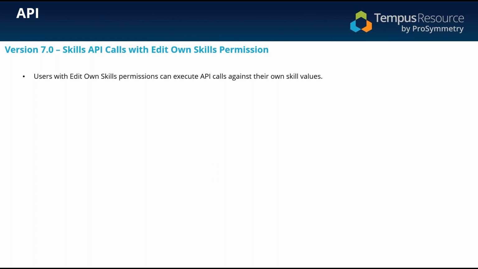And then lastly, we've also given users that have the ability to edit their own skills the ability to execute API calls against their own skill values. You will still need to account for some of the permissions that are assigned to them, and the user would still need to have access to utilize an API token. However, if it's a very limited account, they have the ability to use an API token and they want to edit their own, and they have the ability to edit their own skills, they'll now be able to do so without having some of the higher permissions within the system.